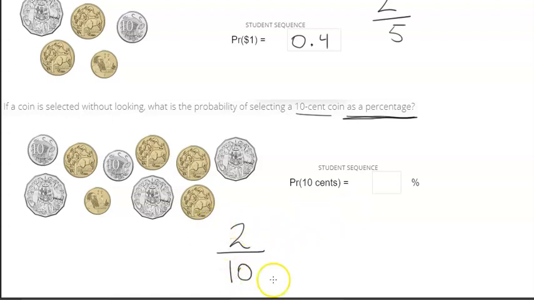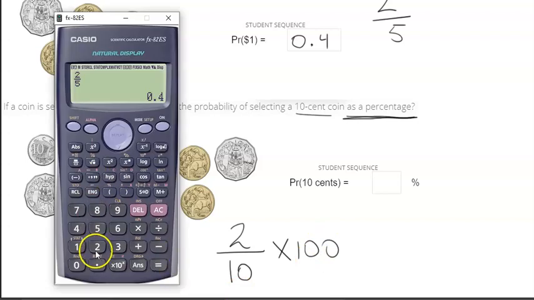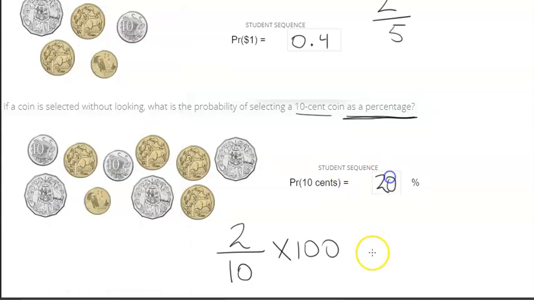But we don't want this as a fraction, we want this as a percentage. So whenever you want to find the percentage of something, you just multiply this by 100. So get it in fraction form, 2 over 10. Make sure you go across and go times 100. So in other words, there is a 20% chance of selecting a 10-cent coin from the selection here.